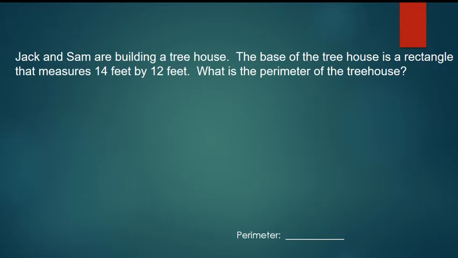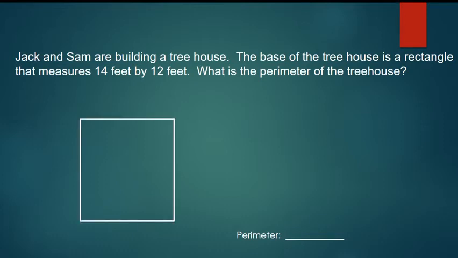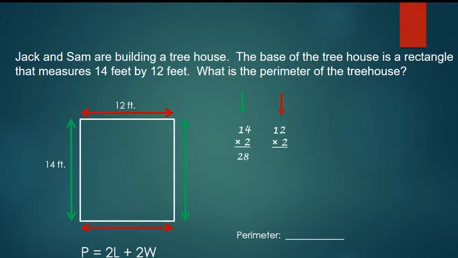Jack and Sam are building a treehouse. The base of the treehouse is a rectangle that measures 14 feet by 12 feet. What is the perimeter of the treehouse? Now, the first thing I'm going to do is draw my rectangle. And then I'm going to put my 14 feet and my 12 feet on there. And let's look at our formula. So we need two of the lengths. So I'm going to do 2 times 14, which is 28. Now I need two of the widths. Okay. So that's 24, and then I'm going to add those together. 28 and 24 are 52. So our perimeter is 52 feet.